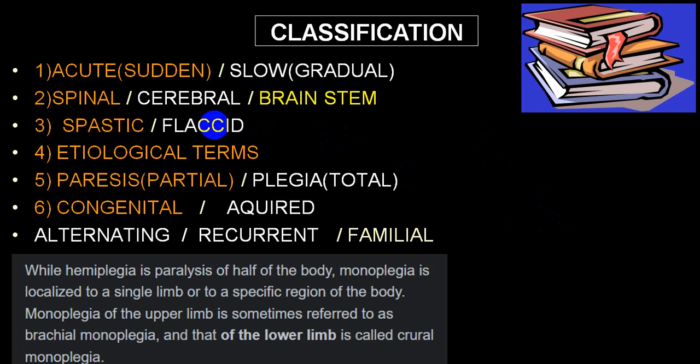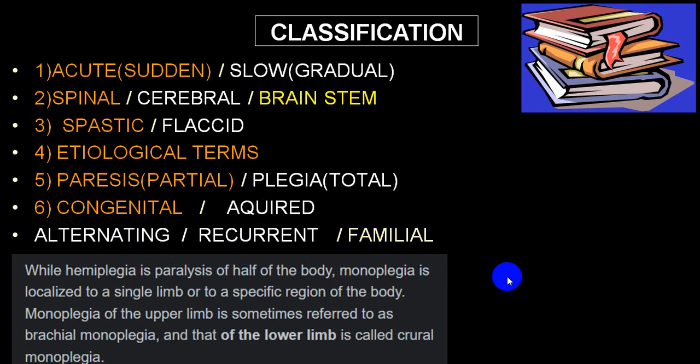And after recovery, the person invariably will have increased tone in the muscle. We call it spastic hemiplegia. And that, depending upon the etiology: cerebrovascular or vascular, traumatic, multiple sclerosis, congenital, acquired, etc. Those terms are being utilized. We already mentioned partial weakness, paresis, total weakness, plegia. Etiology wise, we already mentioned congenital and acquired. There is some term in congenital we call alternating hemiplegia, recurrent hemiplegia, or familial hemiplegia.